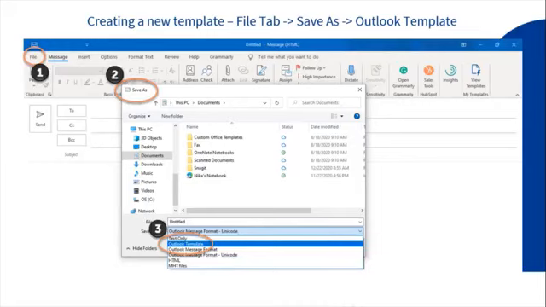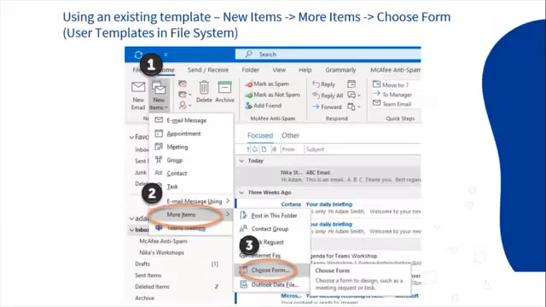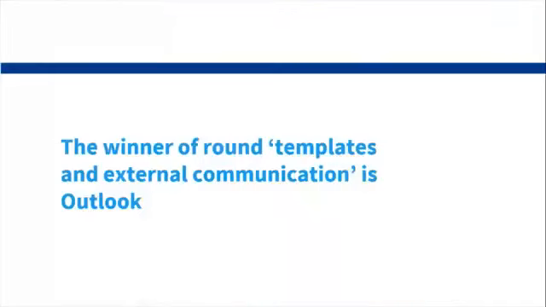Once this is saved, you can use an existing template. How do you use an existing template? You click on New Items, then from the drop-down menu, you select More Items, and then Choose Form, and after Choose Form, you will select User Templates in File System. So the winner of round templates and external communication is Outlook.